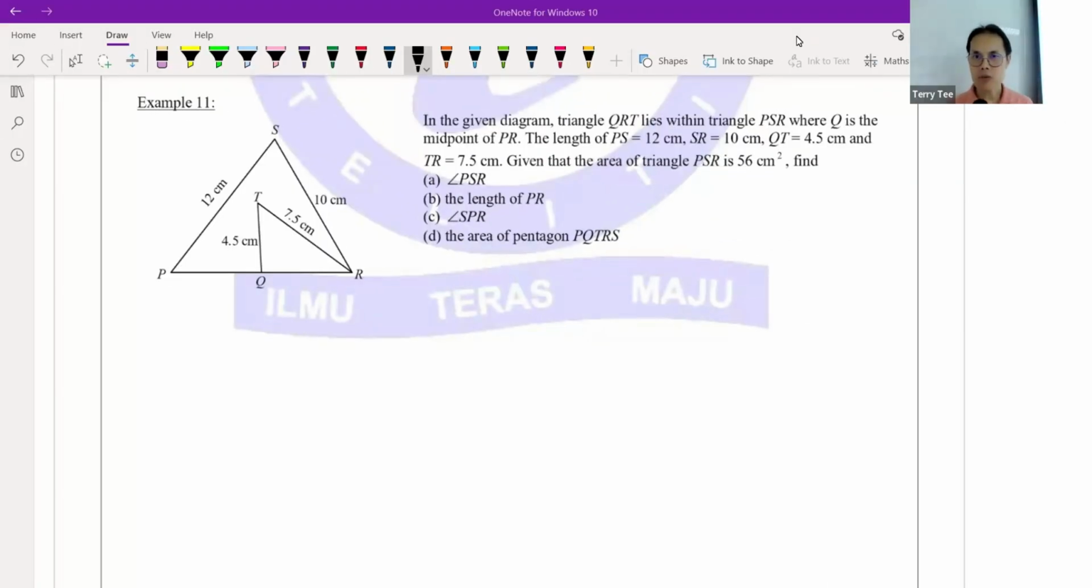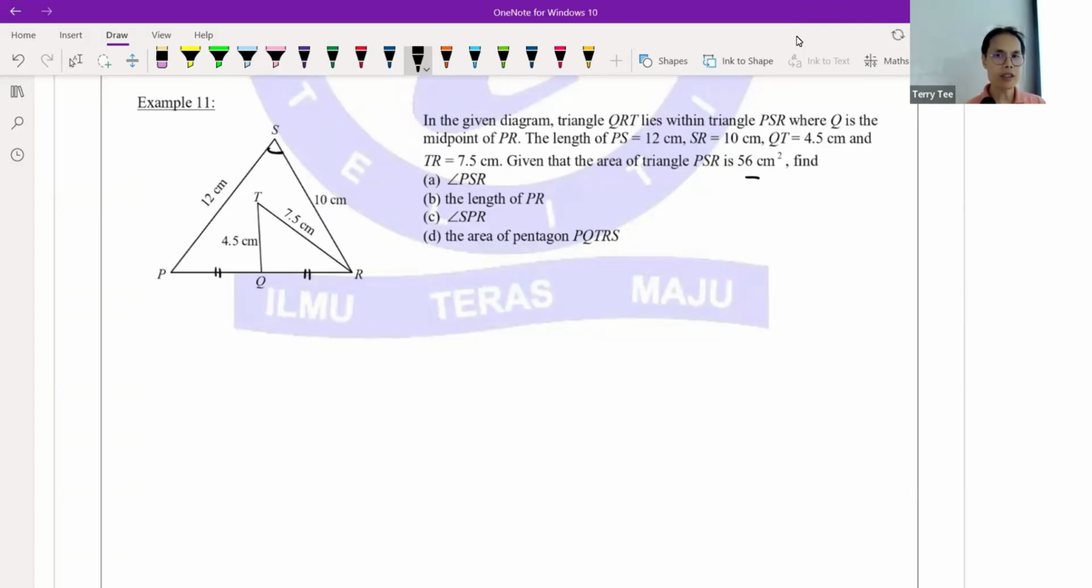In a given diagram, triangle QRT lies within triangle PSR. Q is a midpoint, so these two are equal length. The length of PS is 12, SR is 10, QT is 4.5, TR is 7.5, and area of triangle PSR is given as 56. So first find angle PSR.